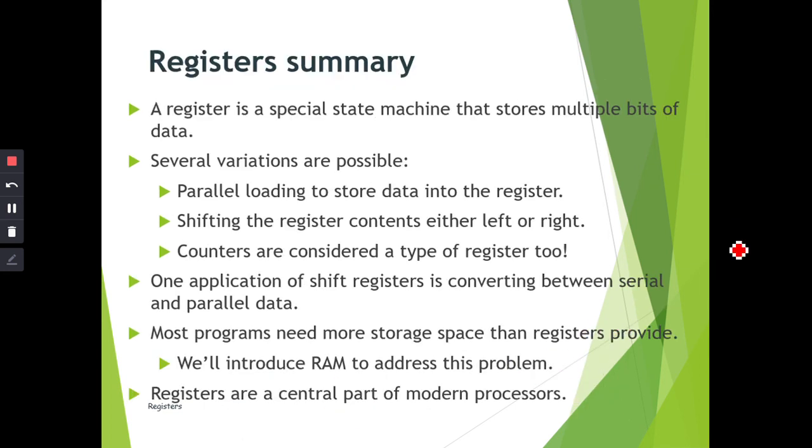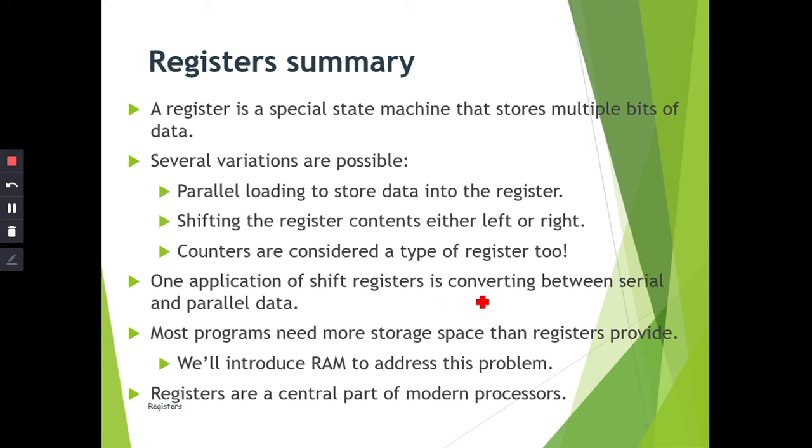So the summary of the lecture today. A register is a special state machine. Of course, it can store multiple bits of data. There are several variations of this register structure. We can have parallel loading in and loading out of the register, and we can also have shifting of the register, which we already discussed. We can also use it as a counter and consider it a type of register too. We're going to look into the example later, maybe in the next or coming lecture.